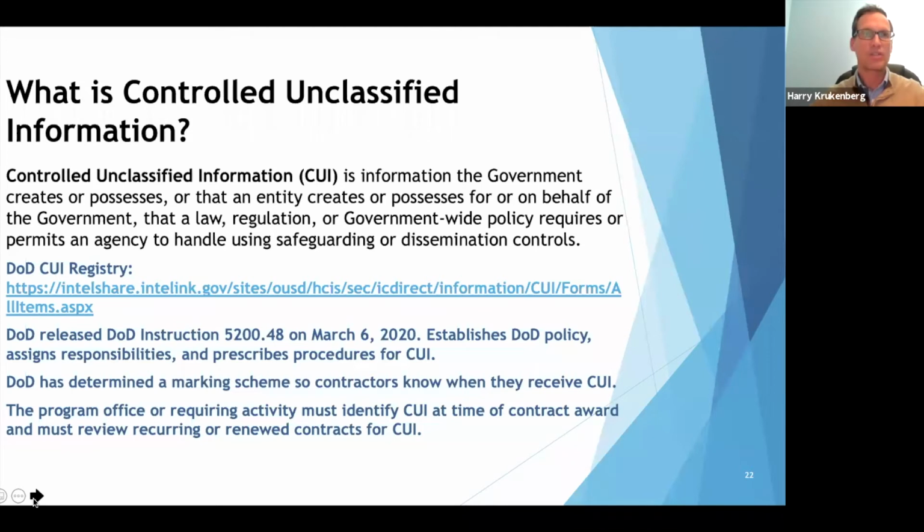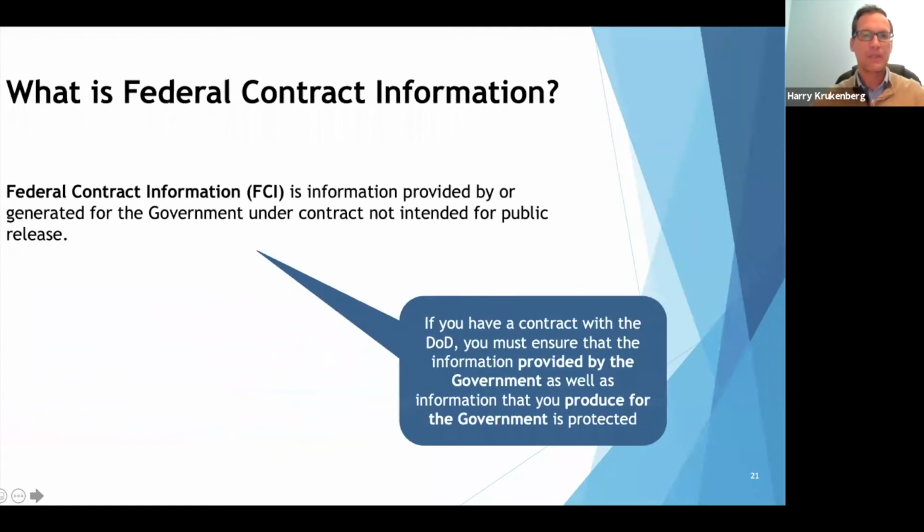Can we go back one slide, please? Thank you. So this slide defines federal contract information. FCI is information provided by or generated for the government under a contract that is not intended for public release. So this is essentially metadata associated with your contract, but it can also include specific technical data. So think of it this way: all information associated with your contract is FCI.